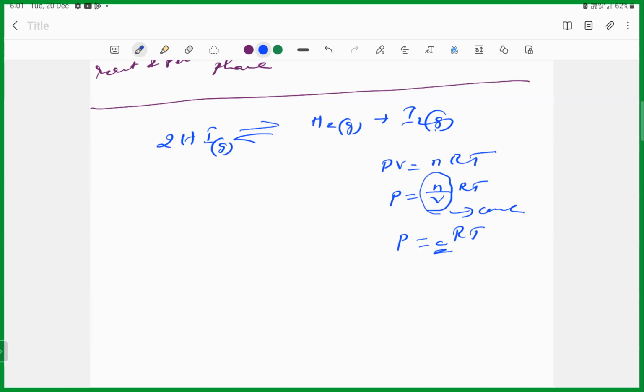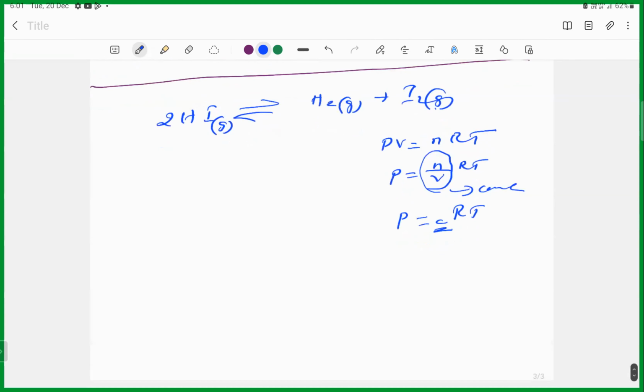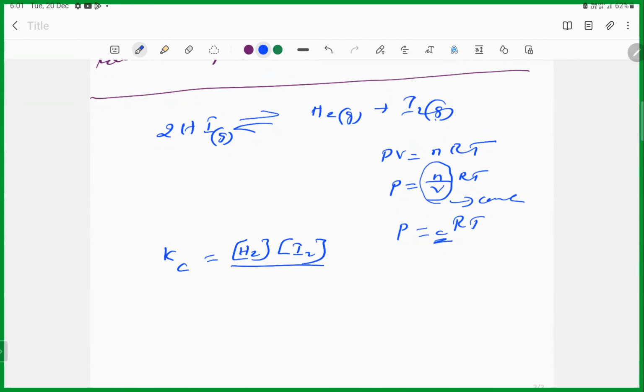You write for the chemical equilibrium of Kc. What will you write? The product concentration divided by the reactant concentration. Correct? Am I right or not? So in all the cases, they are in the gaseous medium. So the partial pressure of hydrogen gas and the partial pressure of iodine gas, divided by the partial pressure of hydrogen iodide whole squared. So when the partial pressure of hydrogen is there, you will substitute this.